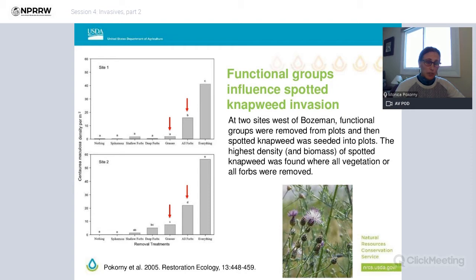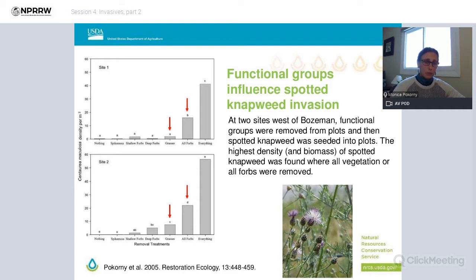And we had 2 different sites. And then we seeded into the sites a perennial invasive plant, invasive forb, which was spotted knapweed. And we looked at the establishment and density of spotted knapweed. And what we found was that when we removed all of the forbs from the site, we had the greatest invasion by the exotic forb.